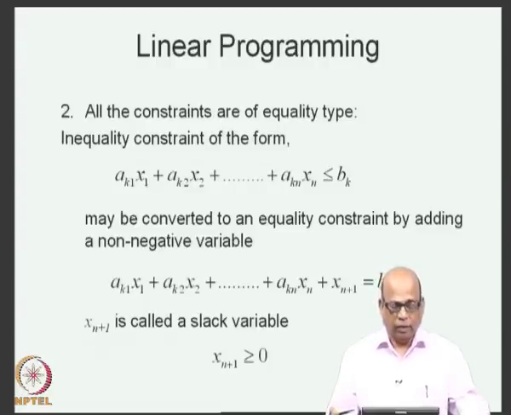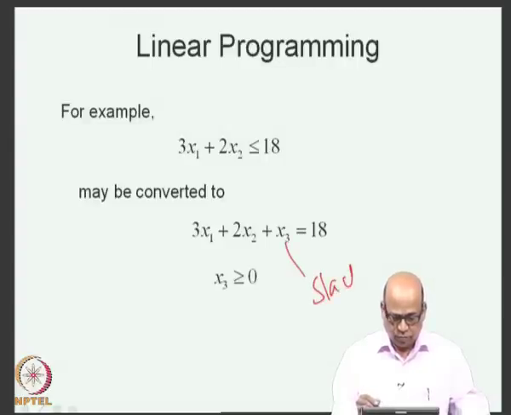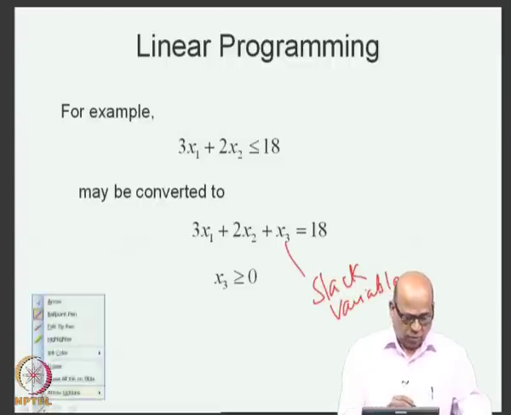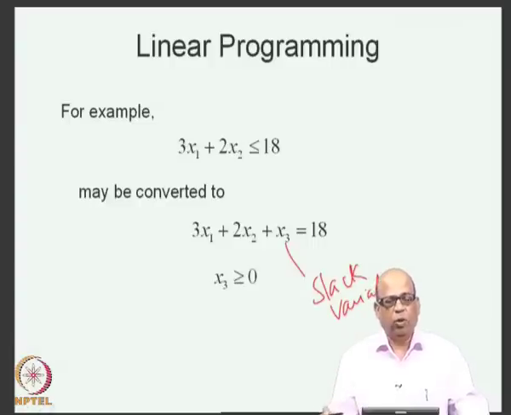Let us look at a small example here, 3 x 1 plus 2 x 2 less than or equal to 18, which means what? Your left hand side is less than 18 and you want to make it equal to 18 by adding one non-negative variable. So, I will write 3 x 1 plus 2 x 2 plus x 3 is equal to 18, and this is called the slack variable. And your x 1 and x 2 are anyway greater than or equal to 0, the additional variable that you are adding is also greater than or equal to 0. So, you are satisfying the non-negativity condition.